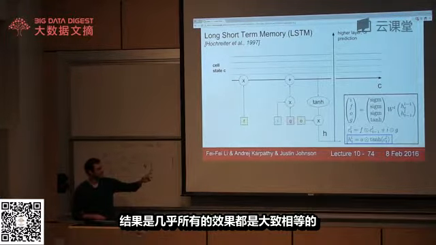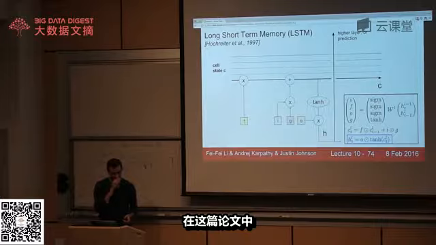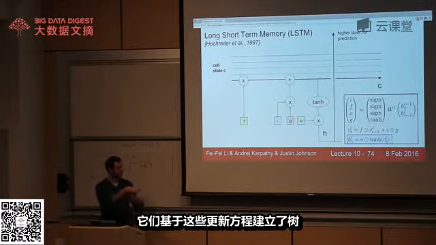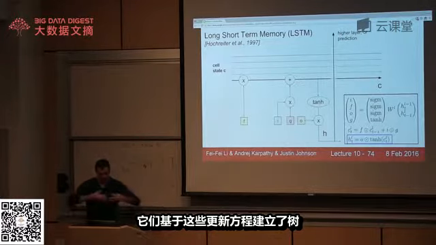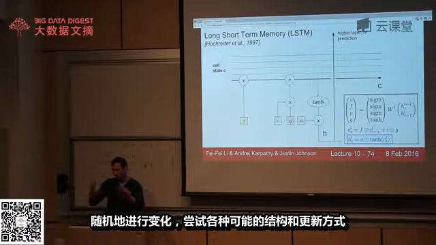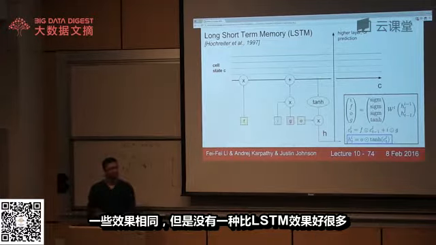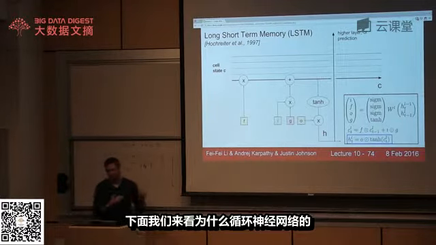And what you end up with is almost everything works about equal. Some of it works slightly worse sometimes. So it's very confusing in this way. I'll also show you a paper where they treated these update equations as trees, and then they did random mutation, and they tried all kinds of different graphs and updates you can have. Some of them break, and some of them work about the same. But nothing does much better than an LSTM.